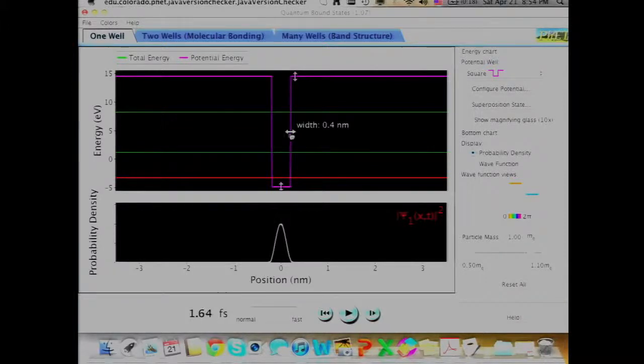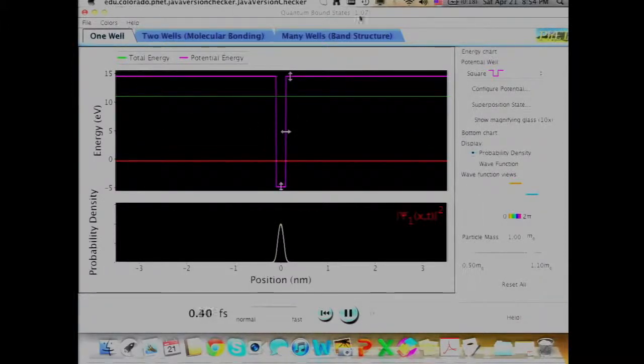What it means is that if we now... just a minute.